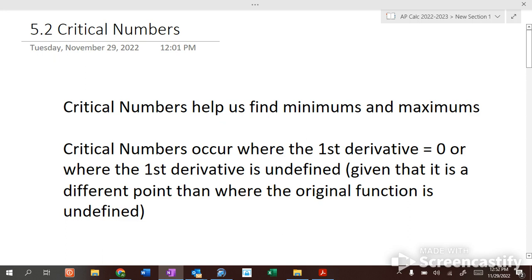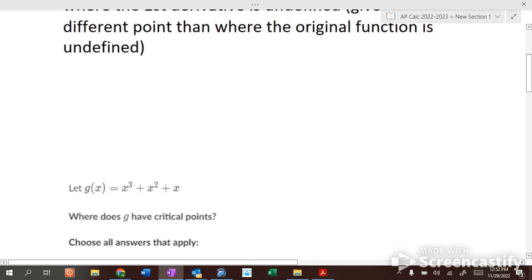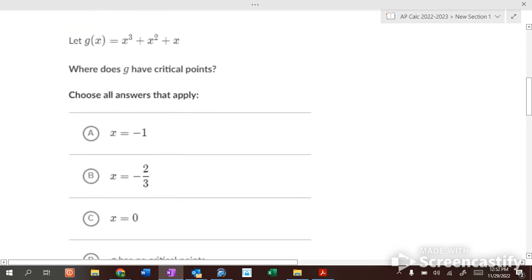So critical numbers help us find where that minimum or maximum is. Critical numbers are where the first derivative equals 0 or where the first derivative is undefined, given that that undefined point is somewhere different than where the original function is undefined. That's where it gets a little complicated. But if you know critical numbers are where the first derivative equals 0, that's the main part. Okay? We good?